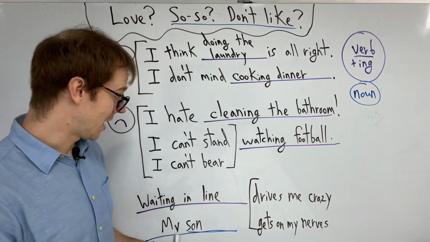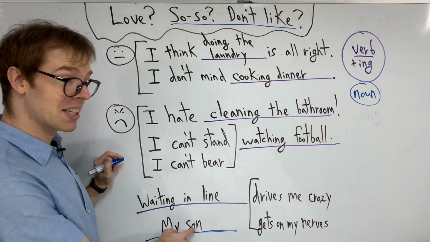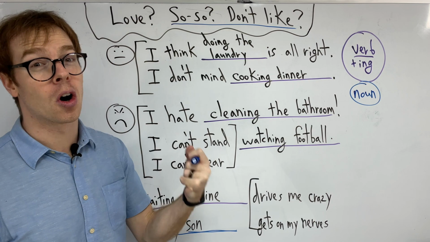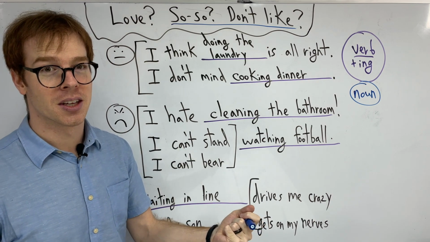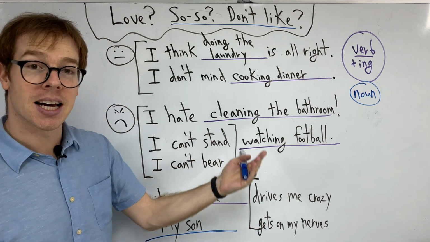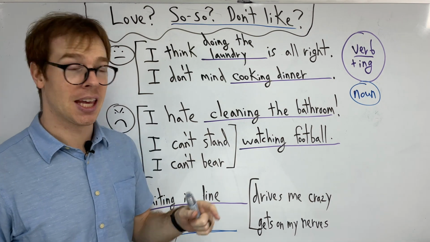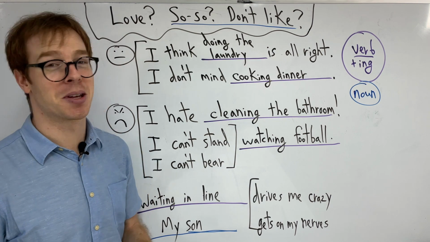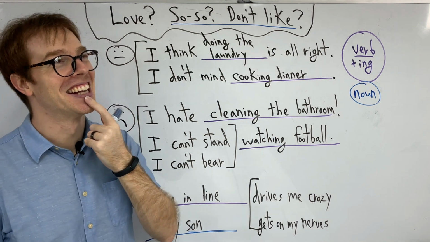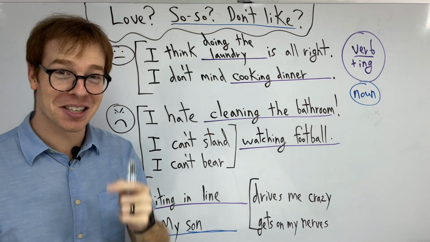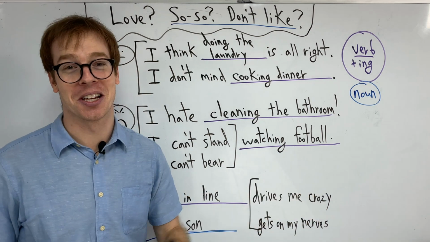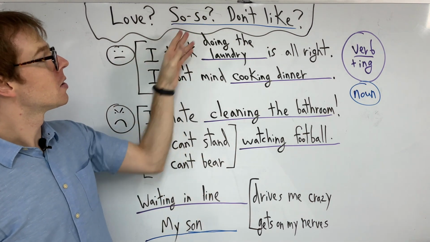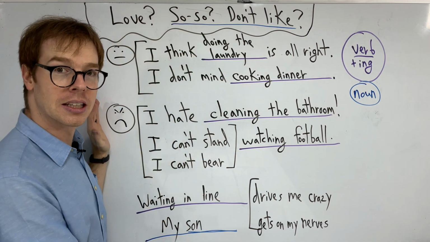This one, we can use our noun, right? Our person, my son, gets on my nerves, right? Your son does something that you don't like, right? I could say, when my son plays video games all day, it gets on my nerves. When my, I gotta be careful, not wife. When my son doesn't do his homework, it gets on my nerves. So that's all of our phrases, right? For our so-so and our don't like.